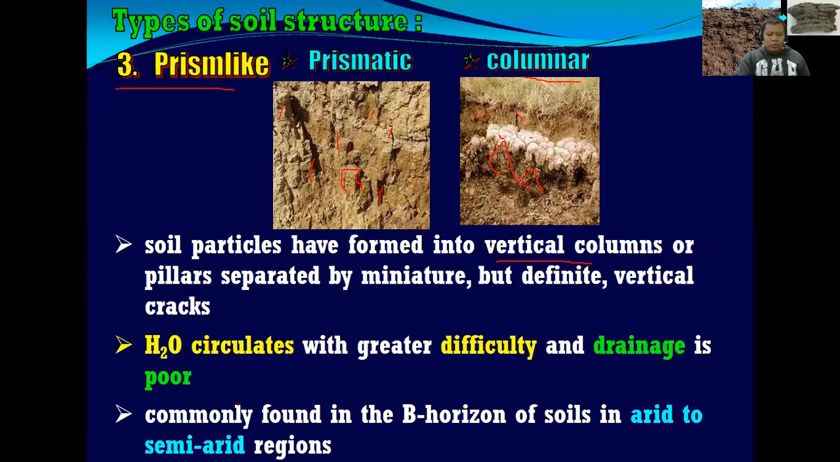Okay. So water circulates with greater difficulty, and drainage is poor. Particularly here, water cannot move freely. Commonly found in the B horizon. This one is in the B horizon, no? It's in the subsurface area. So commonly found in the B horizon subsoils in arid to semi-arid regions.